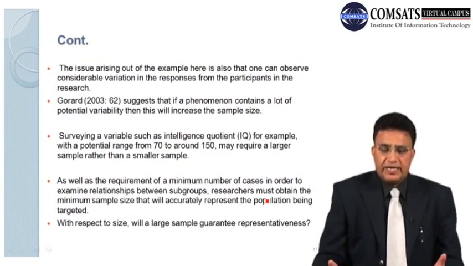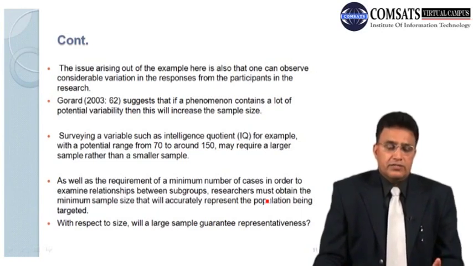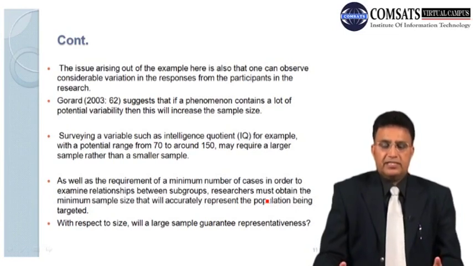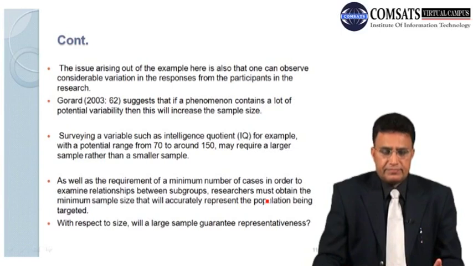So the issue arising out of the example here is that one can observe considerable variation in the responses from the participants in the research. Gorard, 2003, suggests that if a phenomenon contains a lot of potential variability, then this will increase the sample size. Surveying a variable such as intelligence quotient, IQ for example, with a potential range from 70 to around 150 may require a larger sample rather than a smaller sample.